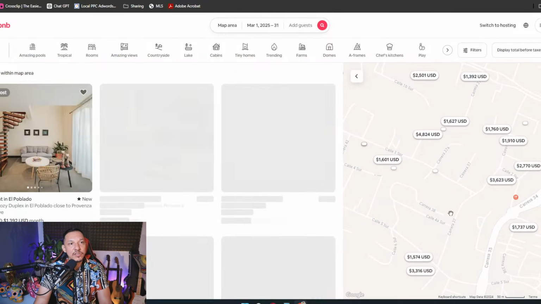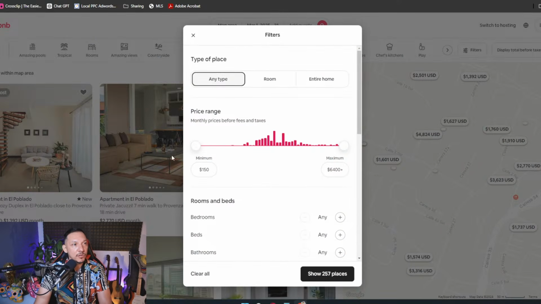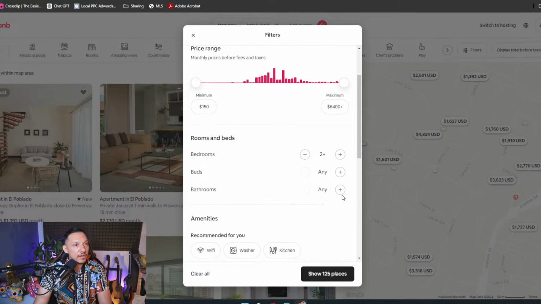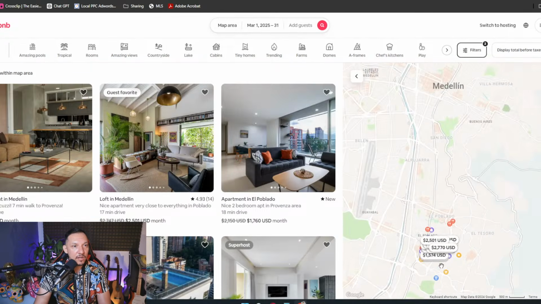So I averaged this out, right? I'm going to put more filters too because I want to make sure that it's exactly like my property that I have here. This is, let's say, a 2-bedroom, 2-bath apartment. Show 118 places in this area.